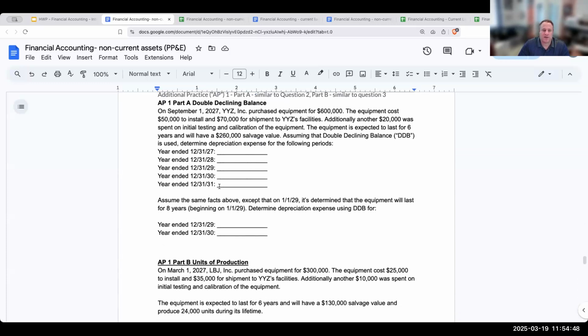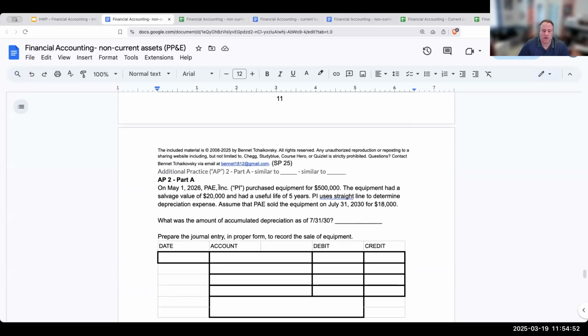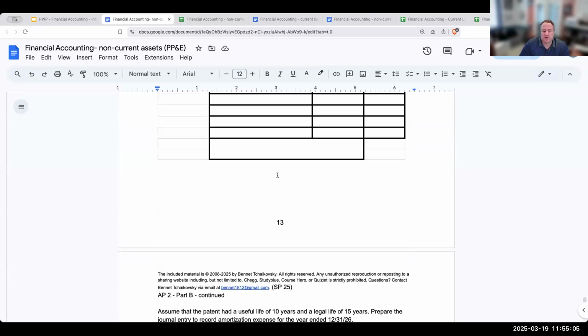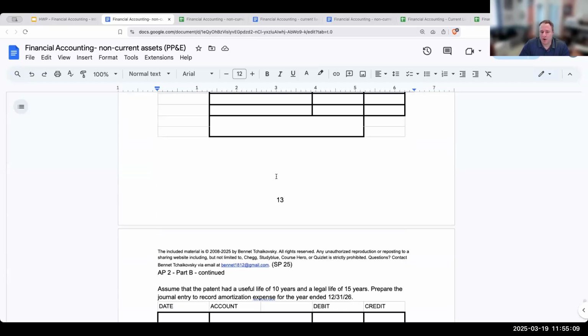Coming over here, we've got double declining balance. Again, more additional practice questions, right? I'm writing these up specifically to help you with more practice as you're going through and learning it. So again, the more you're practicing, the better, maybe in a little bit of a different type of formatting. So hopefully this helps.